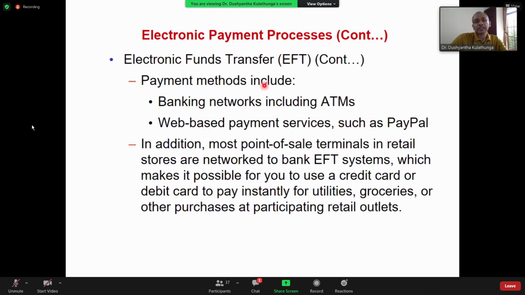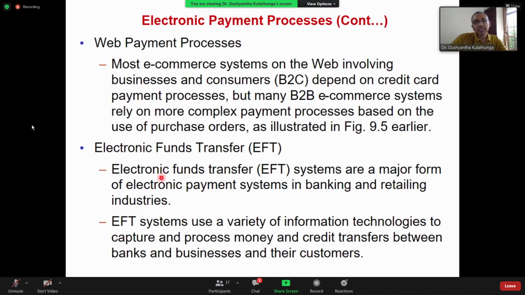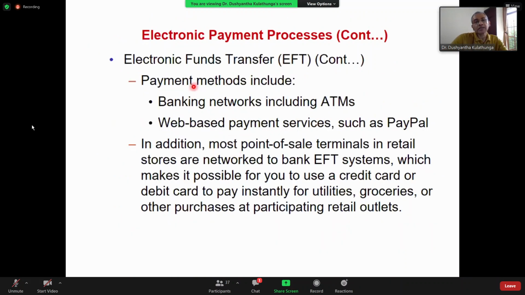Then, continuing with this one under electronic fund transfer, payment methods include banking networks, including ATM. Now, you can utilize the banking networks or the ATMs to make your own payments. And the banks can also use the same networks for fund transferring activities. And also, there are other methods available, which are identified as web-based payment services.